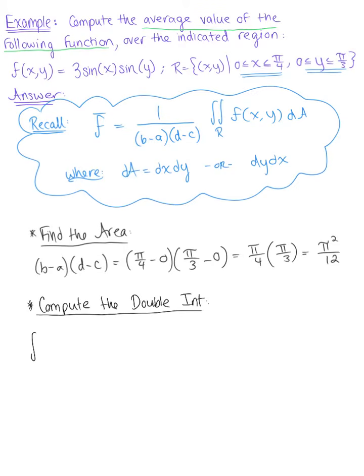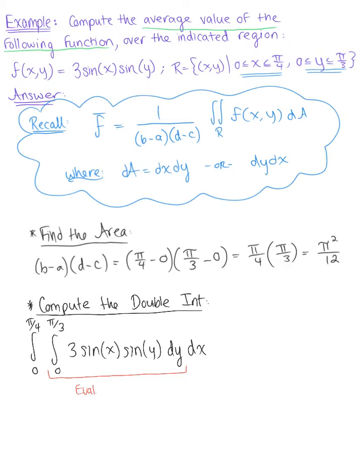So I'm going to put my x bounds on the outside, so I have the integral from 0 to pi by 4, and the integral from 0 to pi by 3 of our function 3 sine of x multiplied by sine of y. And then because the y bounds are on the inner integral, we put the differential dy first, followed by dx. And the first thing that we want to do here is evaluate the inner integral.